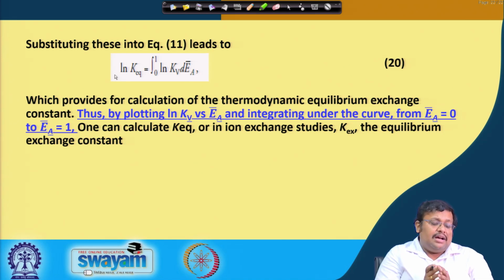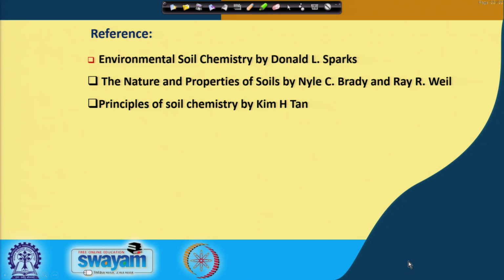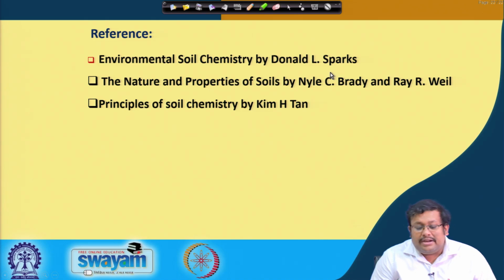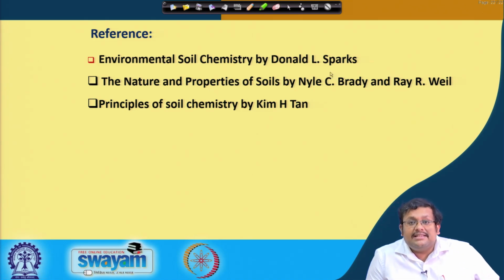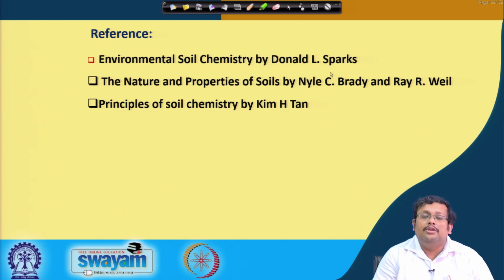I hope, guys, you have learned something new in these ion exchange process lectures, and these are three references: Environmental Soil Chemistry by D.L. Sparks, The Nature and Properties of Soils by Nyle C. Brady and Weil, and Principles of Soil Chemistry by Kim H. Tan. I know that I cannot cover all these things due to time constraints. However, if you are interested, these books will be very helpful to understand these processes in more detail.